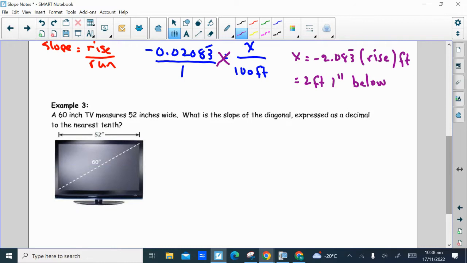All right, example 3 says a 60-inch TV. So notice where the 60 is drawn. When you look at an ad or you're in a store looking at TVs and they give you the size of the TV, they're giving you the length of the diagonal. And the reason they do that is because that will always be the largest number. Okay? You can see that the width of this TV is only 52 inches. The height looks like it's a little bit less. It'll be something less than 52.